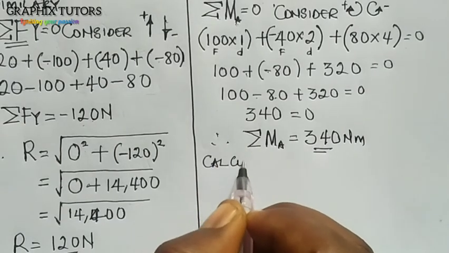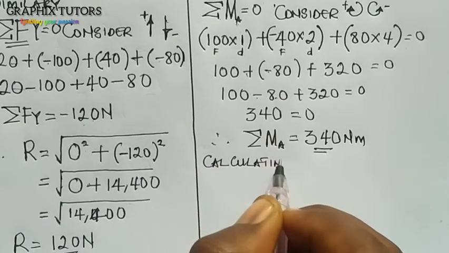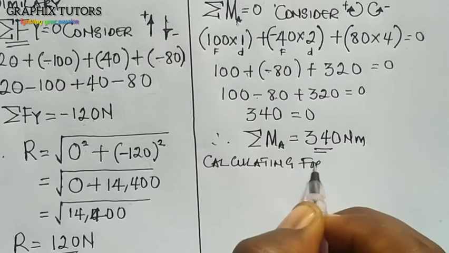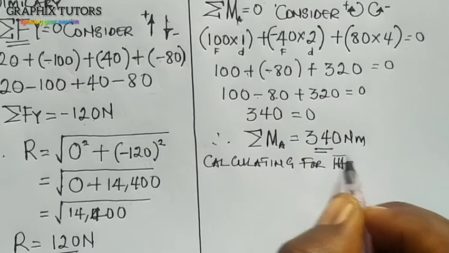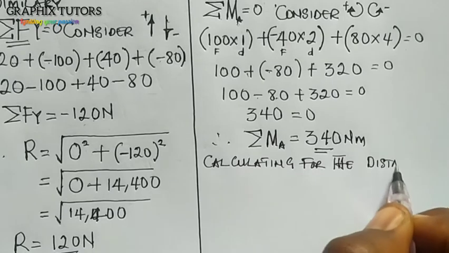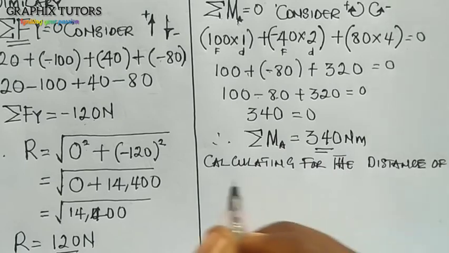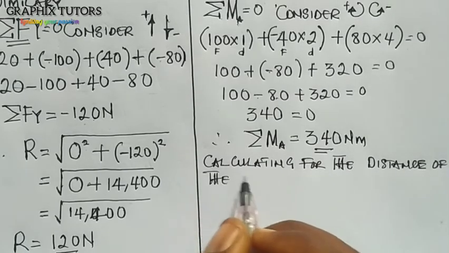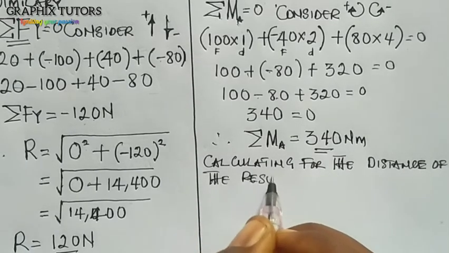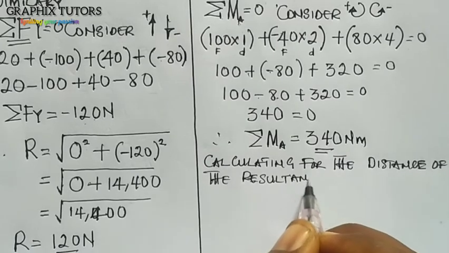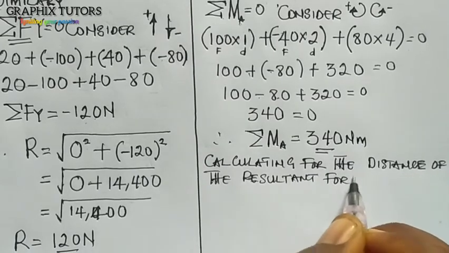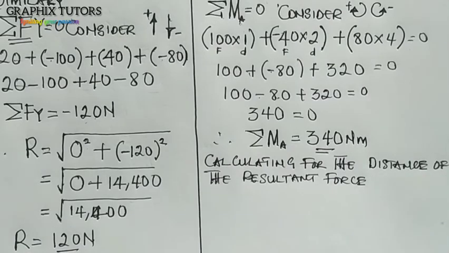calculating for the distance of the resultant force. So now whenever you are calculating the distance of resultant force, that is when you are going to use what is called the Varignon theorem.